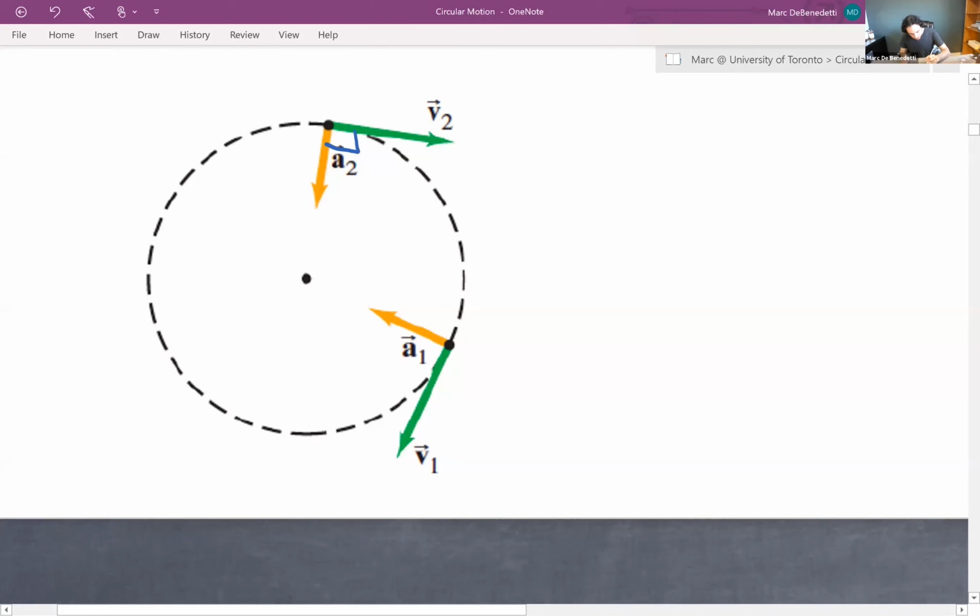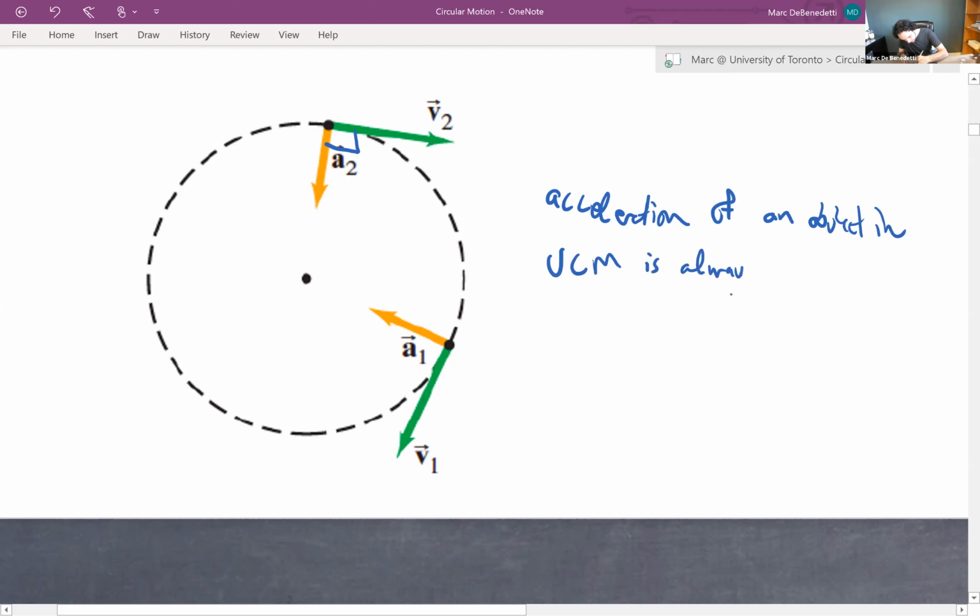So the acceleration of an object in uniform circular motion is always pointing radially inward. Okay.